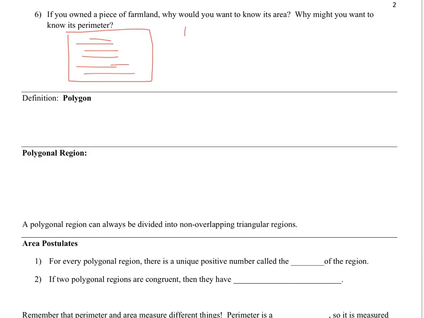Why would you need to know perimeter? Well, say you had livestock, like cattle, that you wanted to keep within a region of your farmland. You might have to put up a fence all the way around it, and the fence would be the perimeter to know how much fencing that you're going to need.